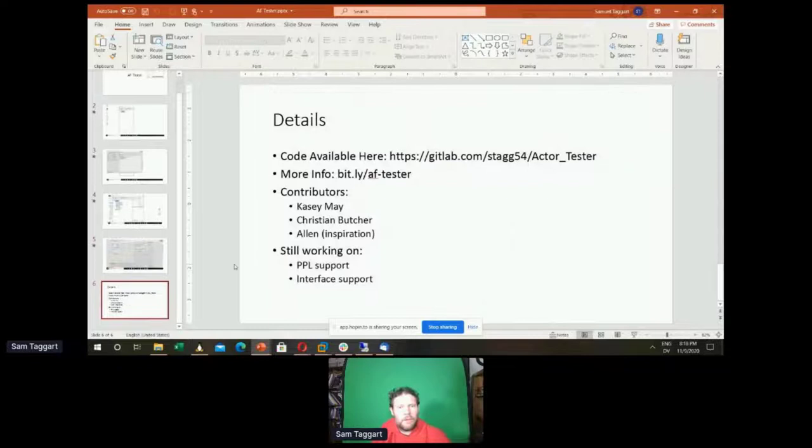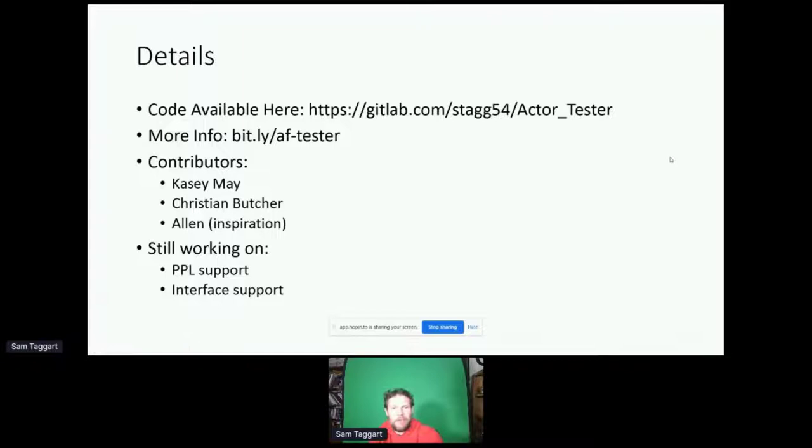All right, so the actor tester code is available on GitLab. There is a bit.ly link for a presentation I gave at one of the CLA summits. I do want to take a second and thank a few people who contributed. Casey May is helping me work on PPL support. Originally when I made this, I wasn't using PPL, so I didn't even think about that. He's made a few pull requests to move us in that direction, but it's not quite done yet. Christian reported a few bugs, and I think Jeff Spiegel also reported a bug or two. And Alan gave me a lot of inspiration. He didn't actually help, but he gave me a few ideas on how to make it better.